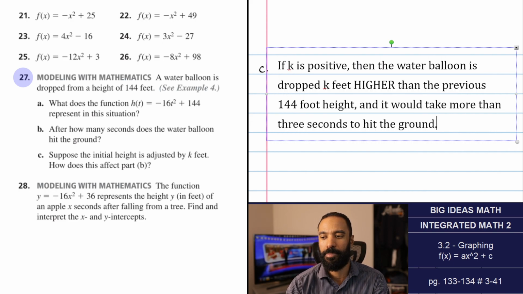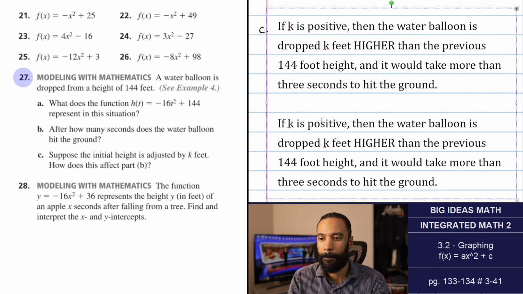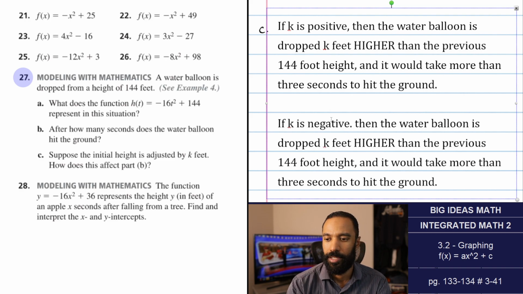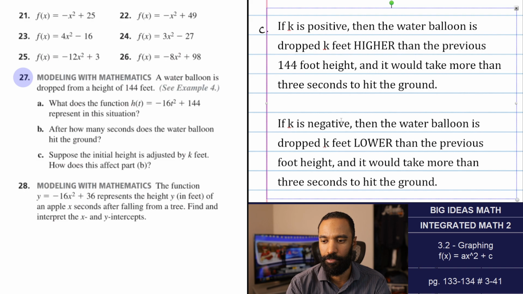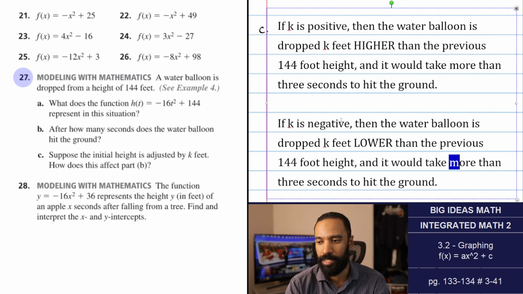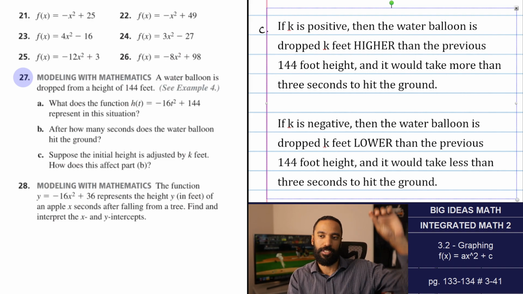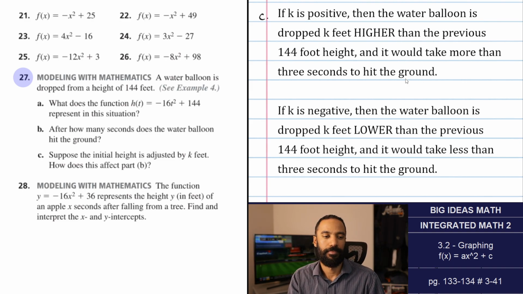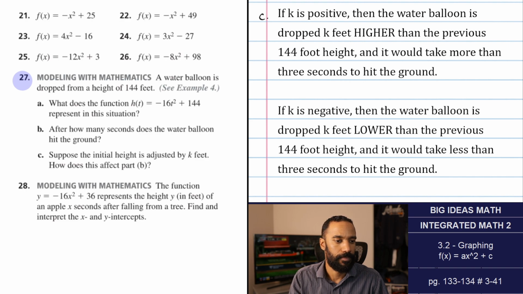Now, I'm going to kind of copy and paste this and mention if it's negative, then the water balloon is dropped k feet lower than the previous 140-foot height, and it would take less than 3 seconds to hit the ground. That's just because you're dropped from lower, right? Drop from higher takes more time. Drop lower takes less time. And that would be part C.